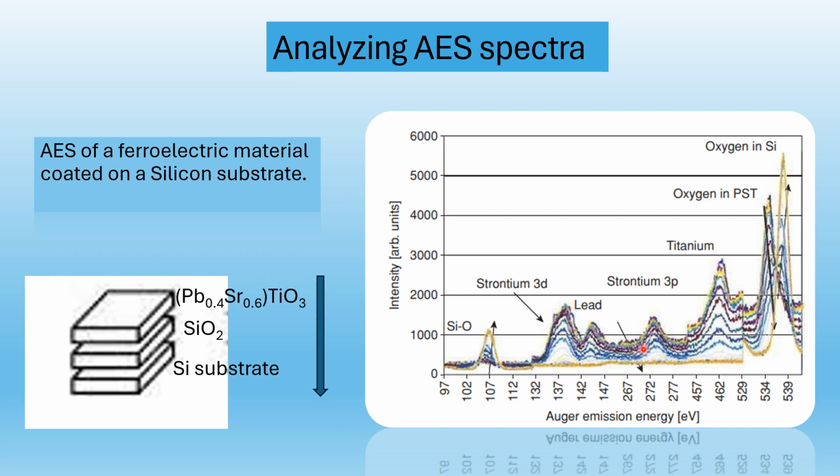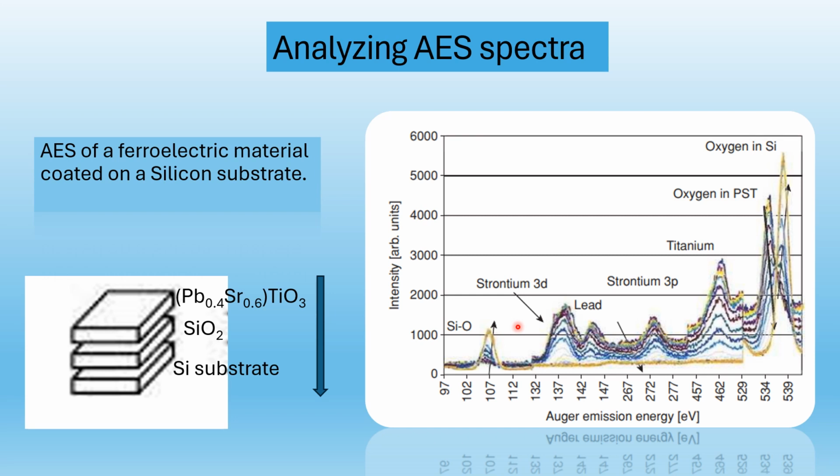Initially, the spectra has peaks for lead, strontium, titanium. As we can see over here, the outer surface is composed of PST: lead, strontium, titanium. So initially the spectra consisted of these peaks, strontium, titanium, and lead. But as soon as the ablation happens, the peak diminishes and a new peak at 107 appears. See, this peak is growing, so a new peak appears as the ablation is happening.